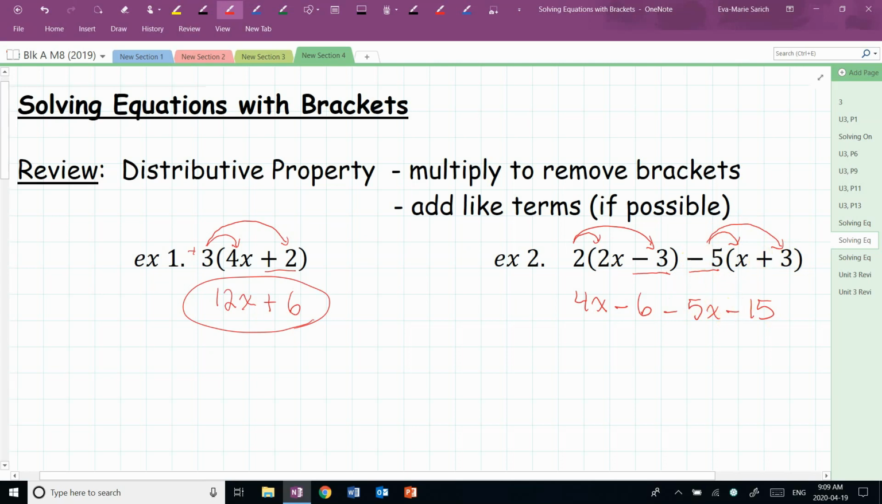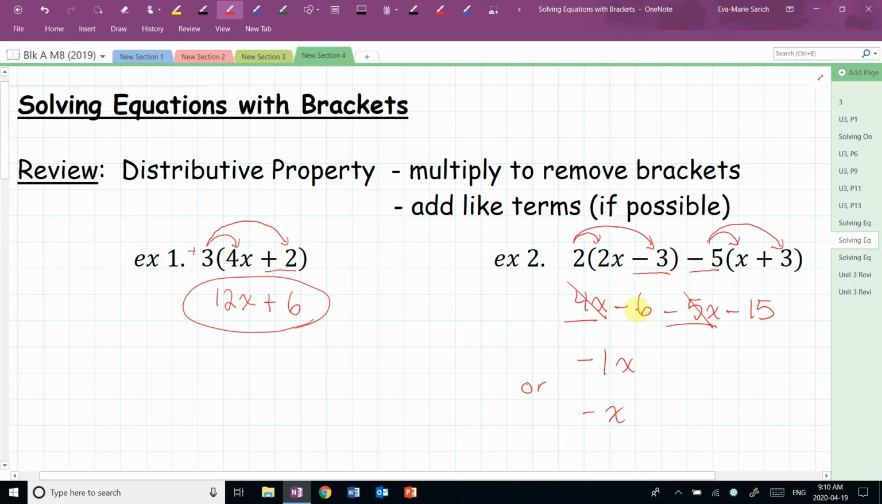So now we have 4 terms, and we're looking for like terms. We want to put them in descending order, so we're going to use our x terms first. So we have 4x, and again, use the sign in front, negative 5x. So 4 added to negative 5 gives us negative 1x's. You could also just write that as negative x. Either of those is acceptable. Okay, I'll cross those off so we know we dealt with them.